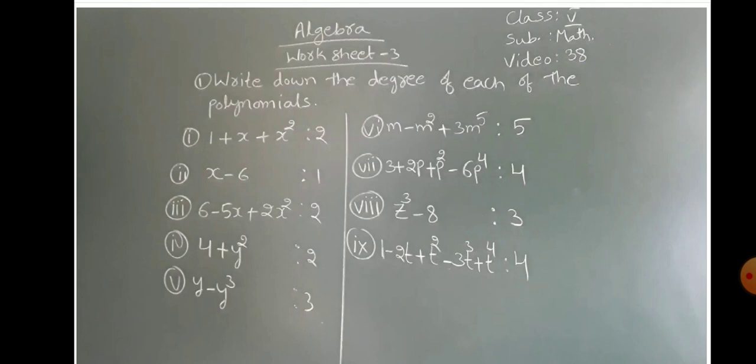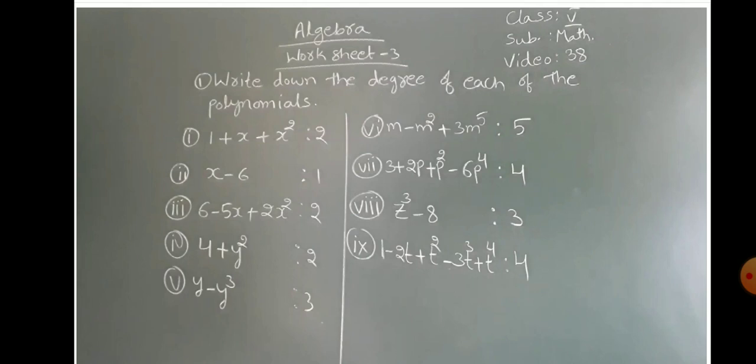Now coming to the sixth question. m minus m square plus 3m power 5. First term degree is 1, second term degree is 2, and third term degree is 5. The highest degree is 5 here. That's why the degree of m minus m square plus 3m power 5 is 5.